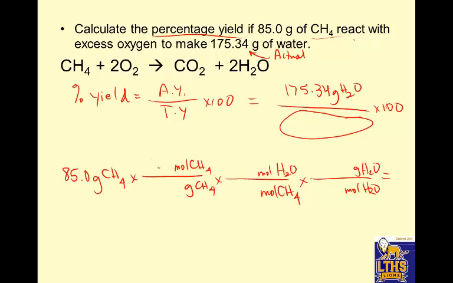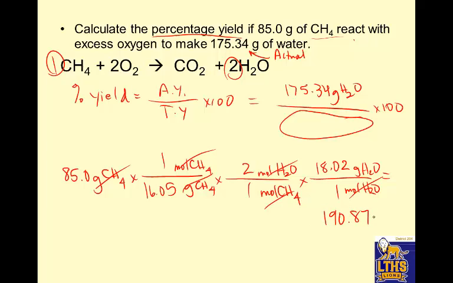All right, so how do we figure out the numbers? Moles and grams, you go to the periodic table, 1 mole equals 16.05 grams. Moles to moles, you have to use a balanced equation, so we need a 2 for the H2O and a 1 for the methane. Okay, and then moles to grams, 1 mole has 18.02 grams, periodic table. So by grams of methane, by moles of methane, by moles of water, and we find out that we get 190.87 grams of water.